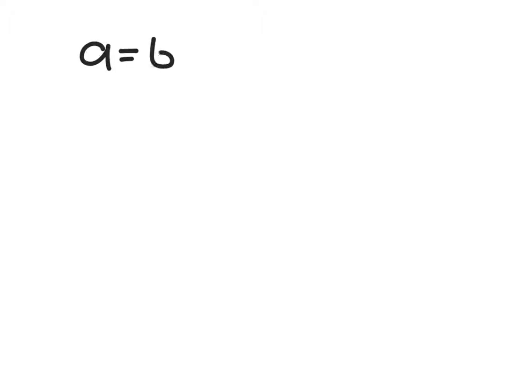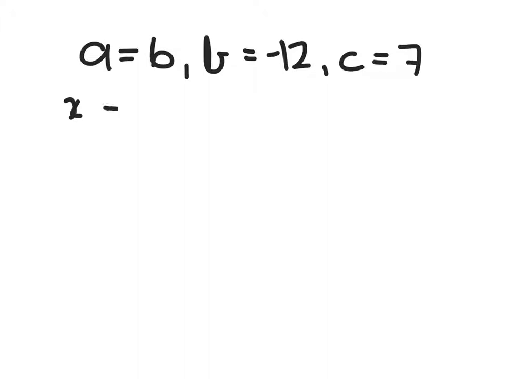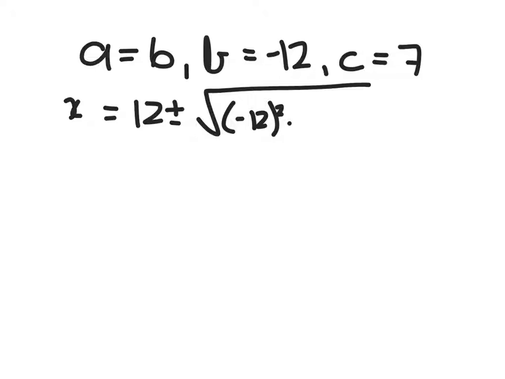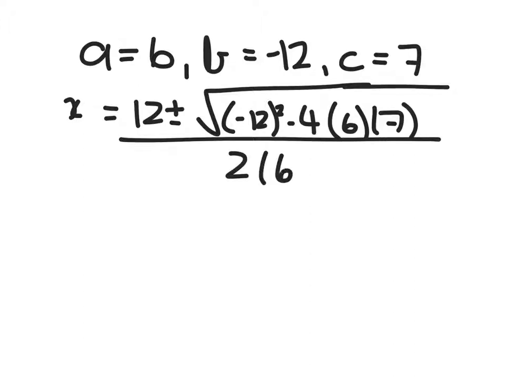So my a is 6, my b is minus 12, and my c is plus 7. Okay, so the quadratic formula tells me that the x-intercepts are minus b. So b is minus 12, so minus b is positive 12, plus or minus the square root of b squared, minus 12 squared, minus 4 times 6 times 7, all over 2 times 6.